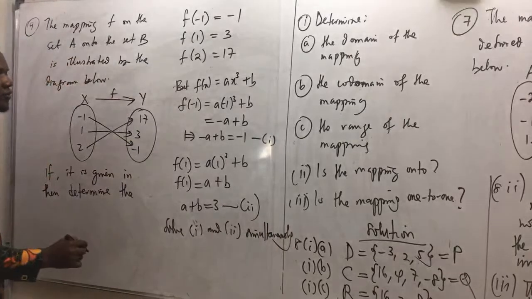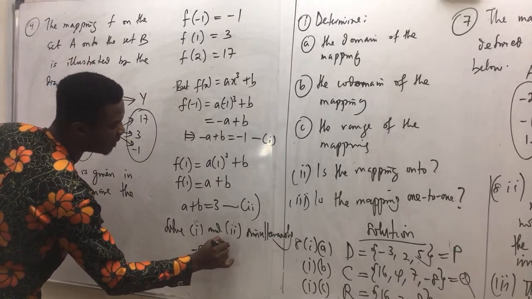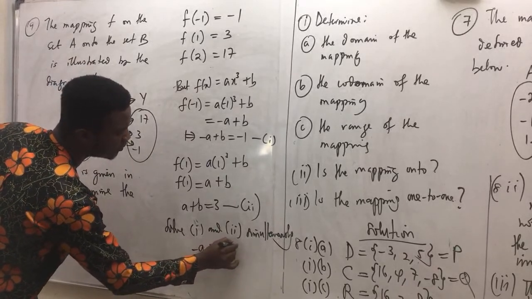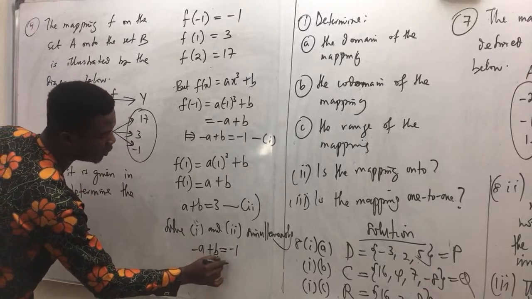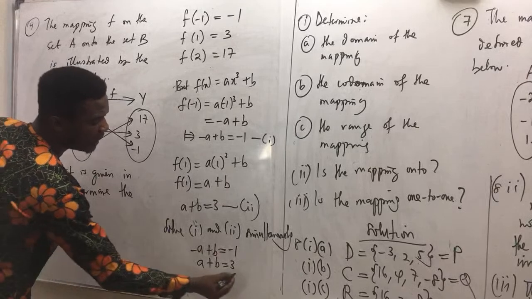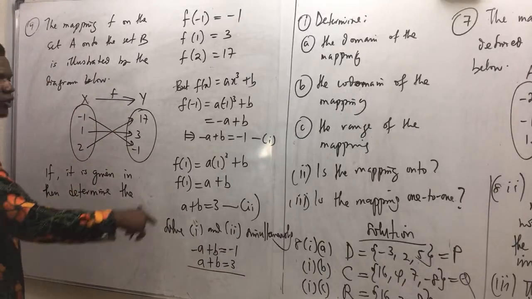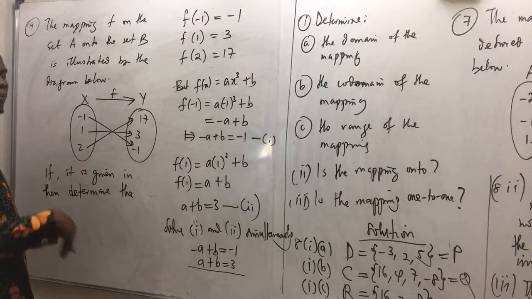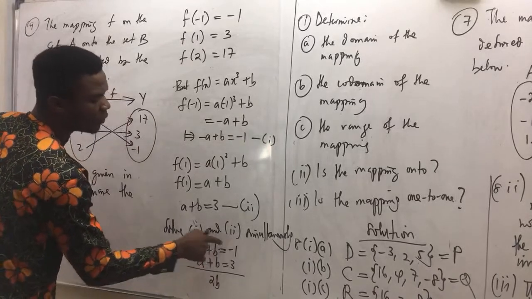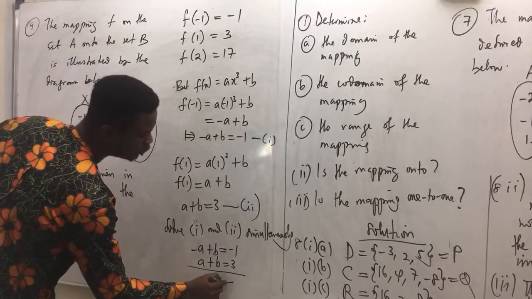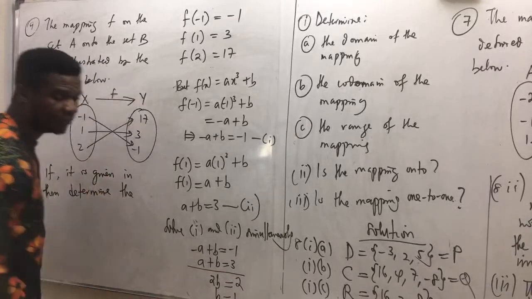When you solve them simultaneously, you have minus a plus b equals minus 1, and you have a plus b equals 3. I could eliminate by adding the 2 equations. When you add, we eliminate a. Minus a plus a gives you 0. B plus b gives you 2b. And minus 1 plus 3 gives you 2. So 2b is equal to 2, meaning that b is equal to 1.